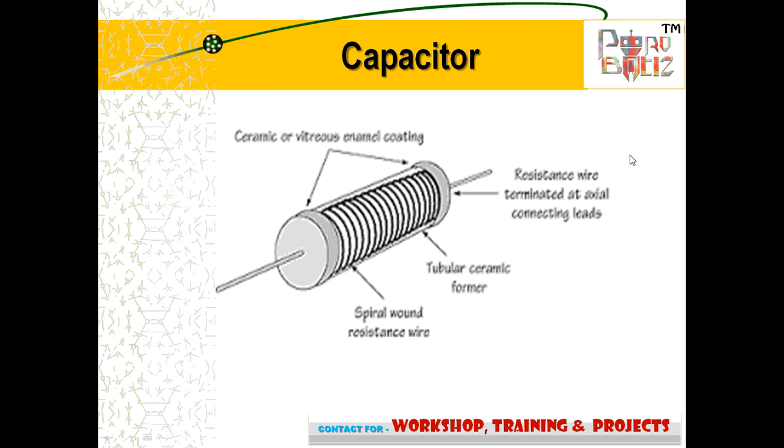The capacitor pin diagram. Here the ceramic various terminals are connected to the leads. This one is the resistance wire terminated to the connecting leads, and this one is the tubeless ceramic former, and this one is the spiral wound resistance wire.